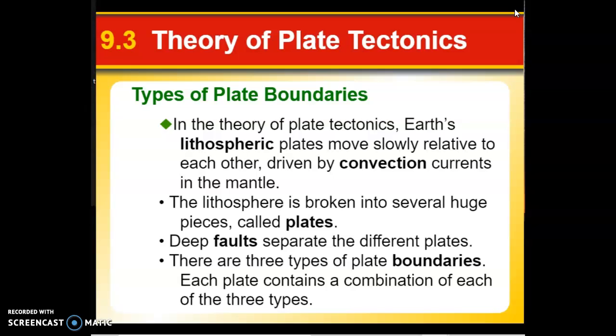The types of plate boundaries. In the theory of plate tectonics, Earth's lithospheric plates move slowly relative to each other, driven by convection currents in the mantle. The lithosphere is broken into several huge pieces that we call plates. Deep faults separate the different plates. There are three types of plate boundaries. Each plate contains a combination of each of the three types.